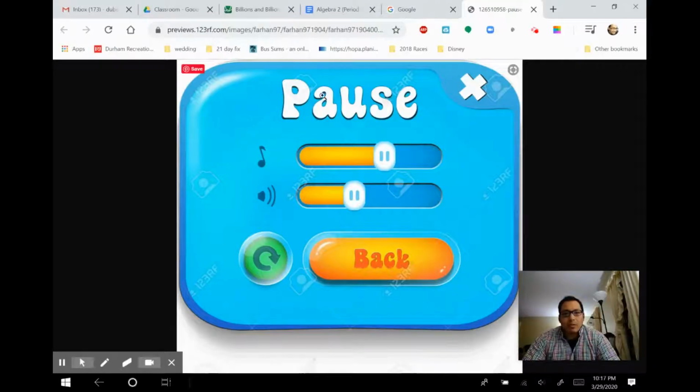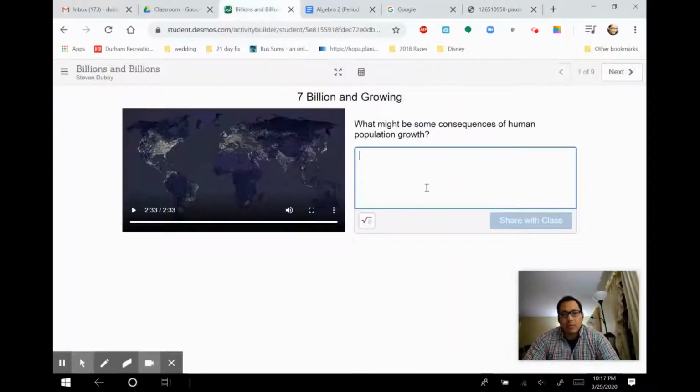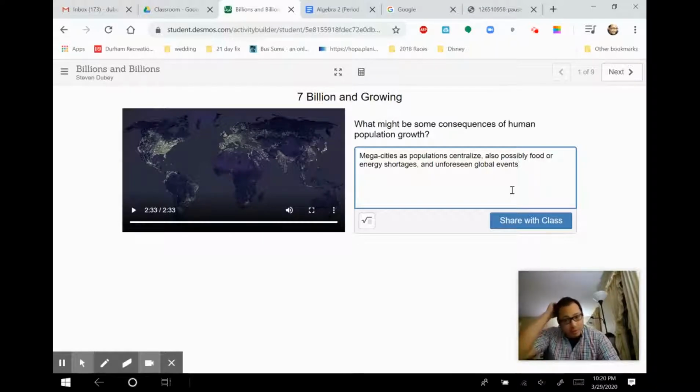So hopefully you've written some kind of response. All right, so I've written an answer here, though I should have paused earlier. I said maybe megacities as population centralizes, possibly food or energy shortages, or other unforeseen global events. Call me crazy, I don't know. Maybe I've been reading this book, Ready Player One, so maybe that's skewing my thoughts on this.